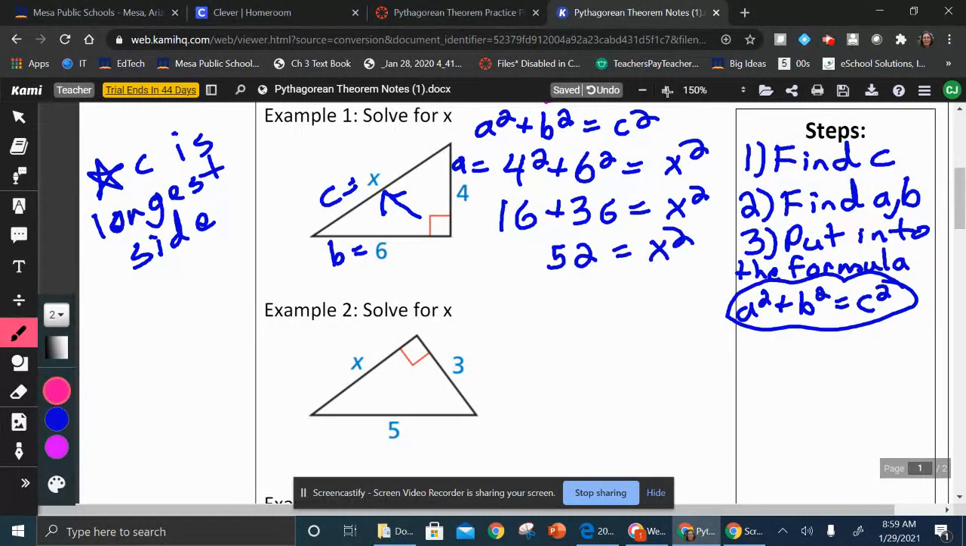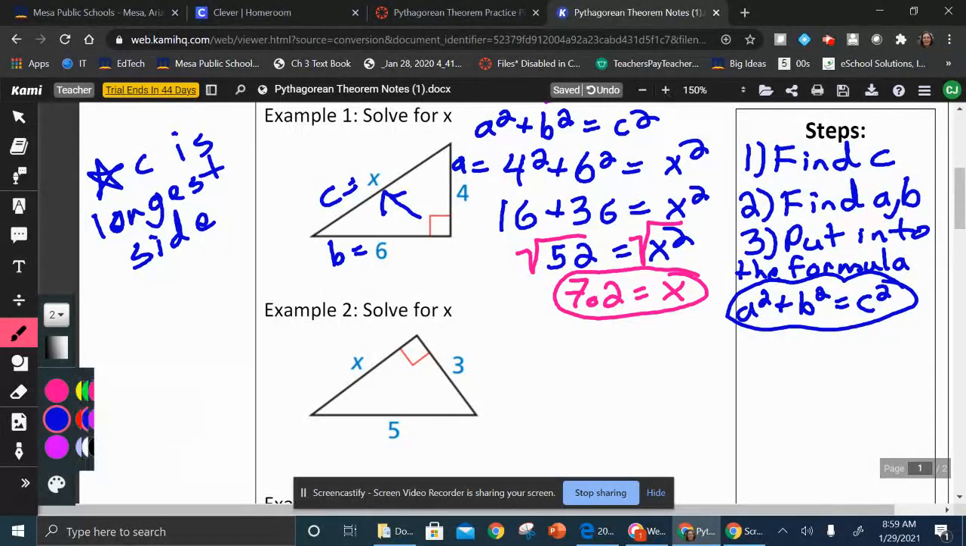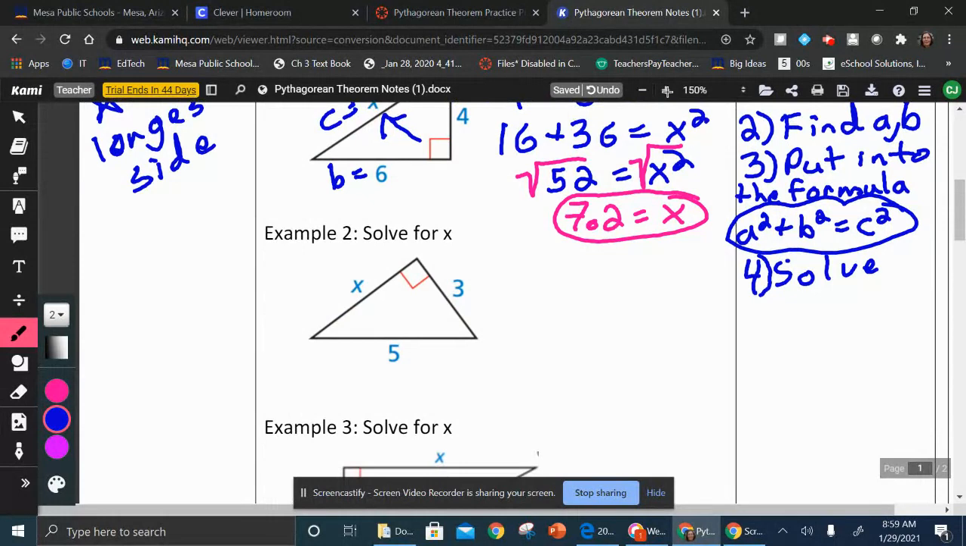Okay, everybody remember, we're now going to get to the root of the problem. So we're going to take the square root of each side. Okay, and we're going to round to the tenths. So we get 7 and 2/10 is equal to x. Okay, so that would be our answer for this one. Okay, so, oh, I forgot to add, everybody, our fourth step is solve. Because then we have to solve it. So plug it in, then we have to solve it.